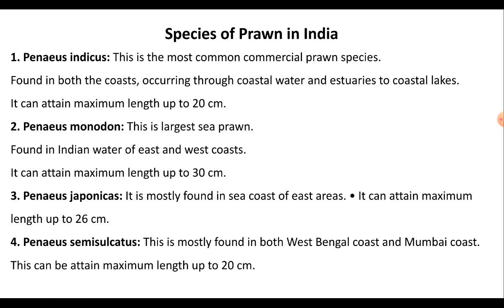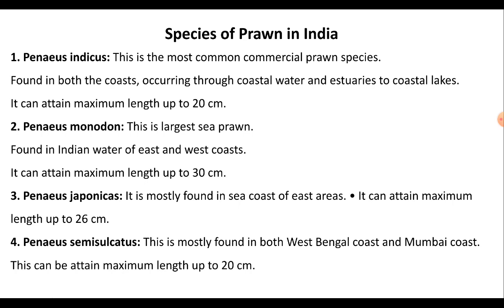Penaeus indicus. It is the most common commercially grown prawn species, which is found on both the east and west coastal areas, where it attains a maximum length of up to 20 centimeters. Penaeus monodon. This is the largest sea prawn found in Indian waters of the east and west coast. It attains the maximum length of 30 centimeters.